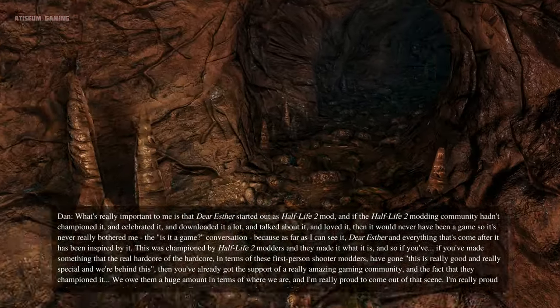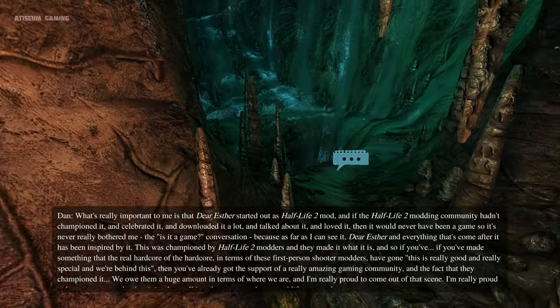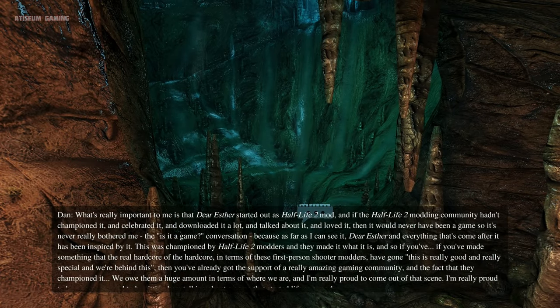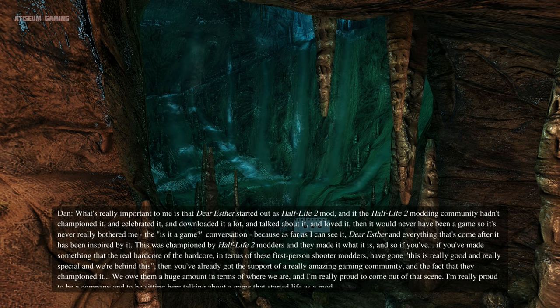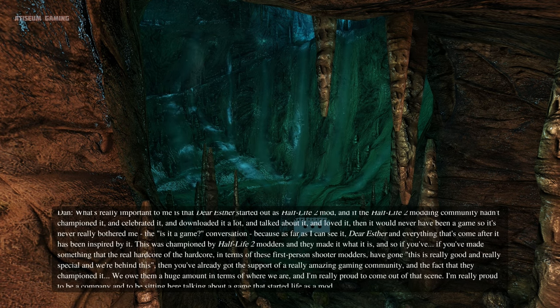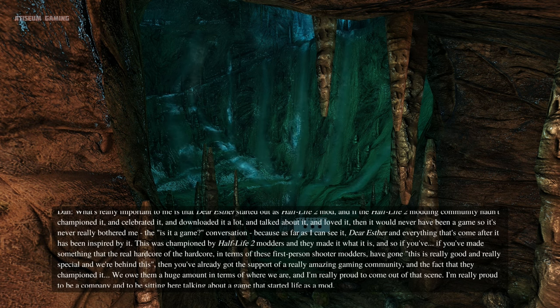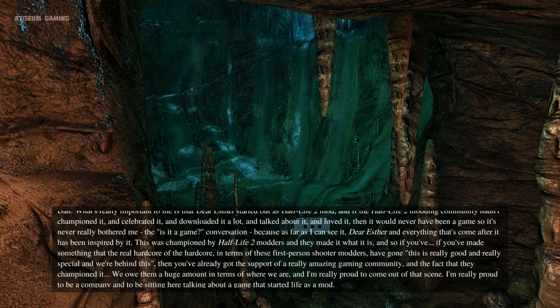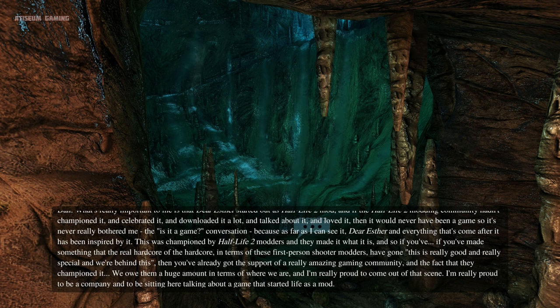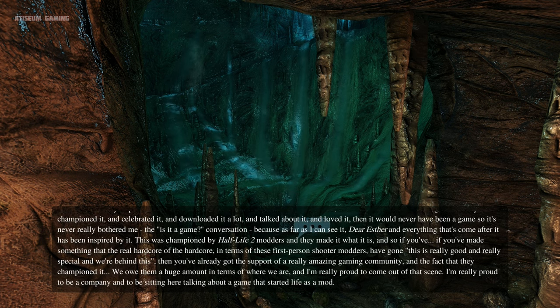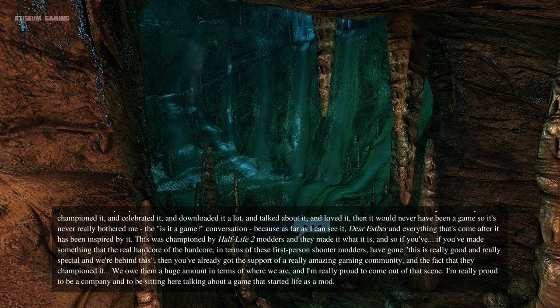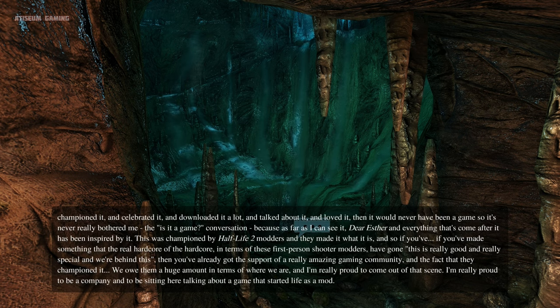What's really important to me is that Dear Esther started out as a Half-Life 2 mod, and if the Half-Life 2 modding community hadn't championed it and celebrated it and downloaded it a lot and talked about it and loved it, then it would never have been a game. So it's never really bothered me, the is-it-a-game conversation, because as far as I can see it, Dear Esther and everything that's come after it that's been inspired by it was championed by Half-Life 2 modders and they made it what it is.